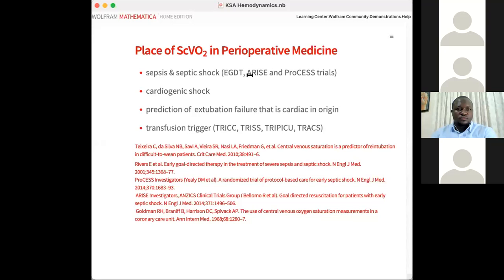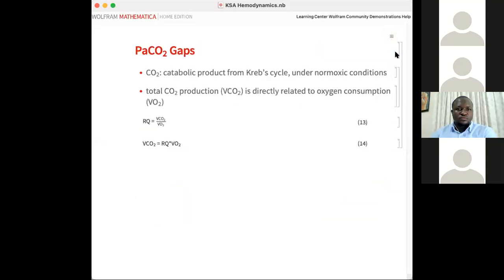So comparing these trials is actually not the right thing because the patients were sicker. They had a central venous saturation of 50 in the early goal-directed therapy, as opposed to the ARISE and PROCESS where the central venous saturation was in the 70s. So it means in these two trials, they already had oxygen balance and maybe did not benefit from all these interventions.